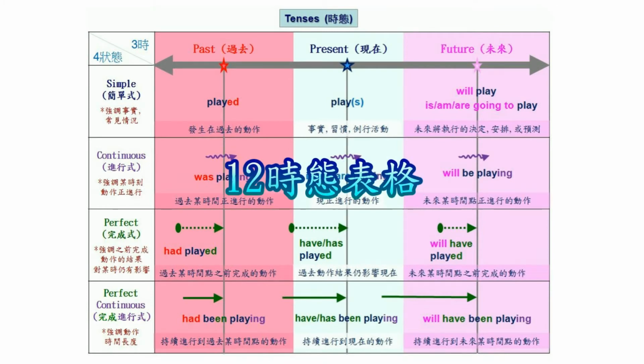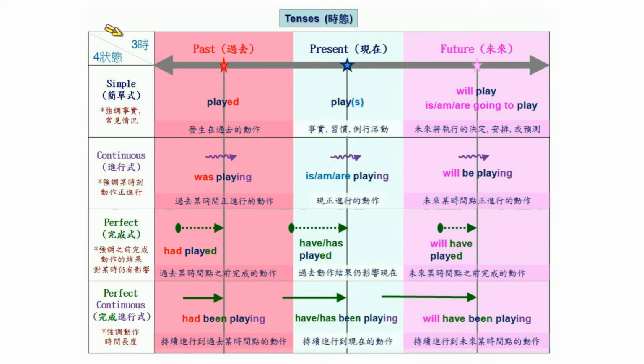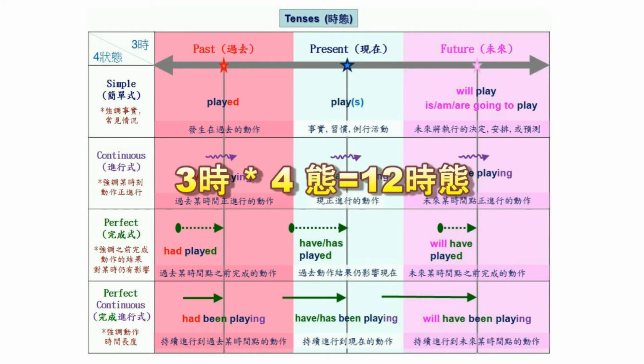Here's a chart showing all of the tenses. There are 3 times: past, present, and future, and 4 aspects: simple, continuous, perfect, and perfect continuous. The times and the aspects combine to make all of the 12 tenses in English.